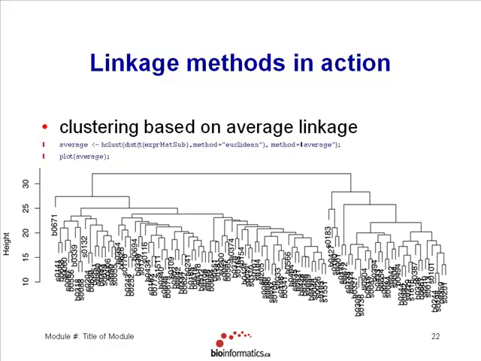So, and then this is average linkage. So again, this has some fairly nice properties that one could use. So you could imagine a cluster here, one here, one here, one here, and then some individuals here.